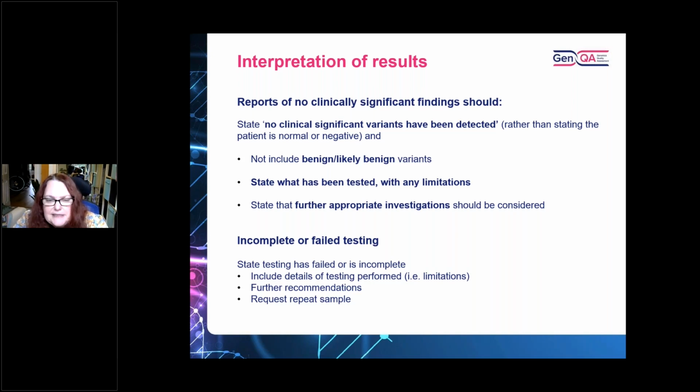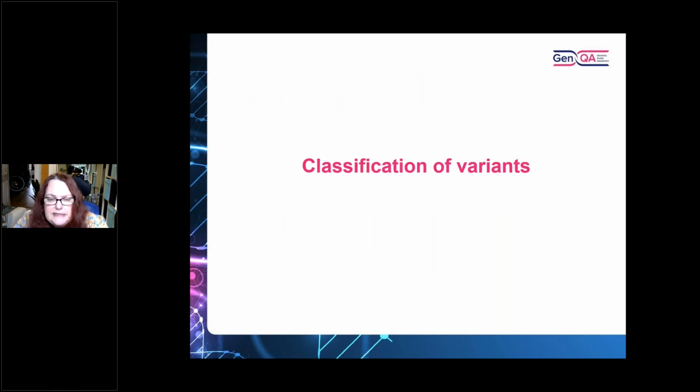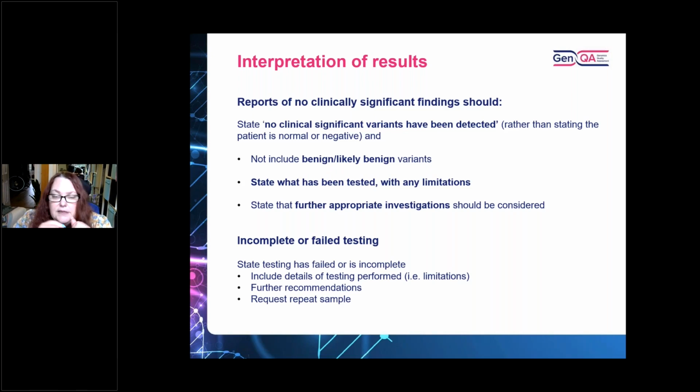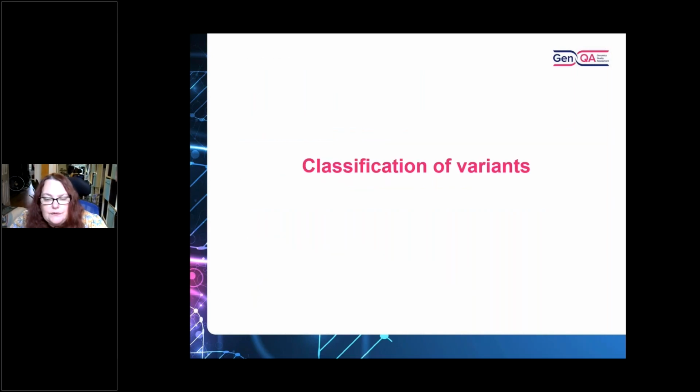If your test has got incomplete or failed testing, this should be clearly stated on a report. So that, again, the details of what testing you did get results for, what you would recommend for further testing, and if appropriate, requesting a repeat sample to do that testing on. Next slide. So the last part of my talk is going to be about classification of variants. And in the past, we were only testing a limited number of biomarkers for very specific hot spots.